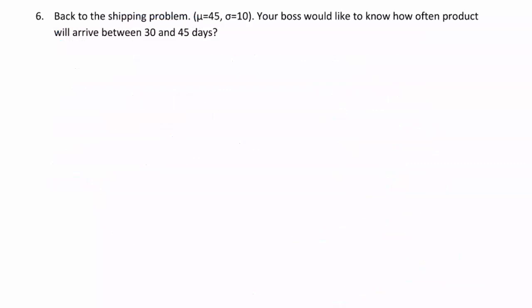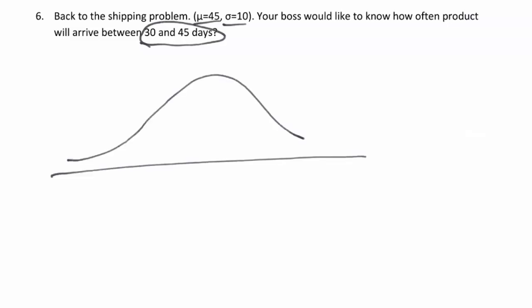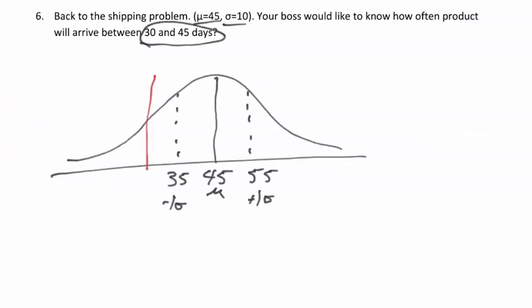All right, let's take a look at question number 6 now, which is a continuation of 4 with the shipping problem that we just resolved. In question 6, we've got the mean is 45, standard deviation is 10, same as before. But now what we want to do is take a look at what's the percent of time that it'll fall between 30 and 45 days. So let me draw that out. Okay, I've drawn out the text, and we're looking for this region in red right now.